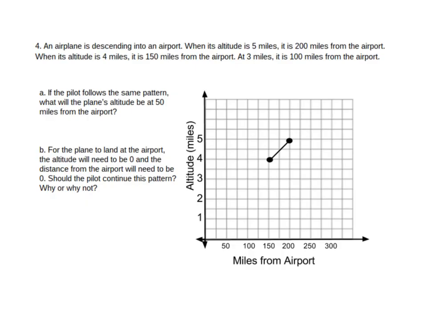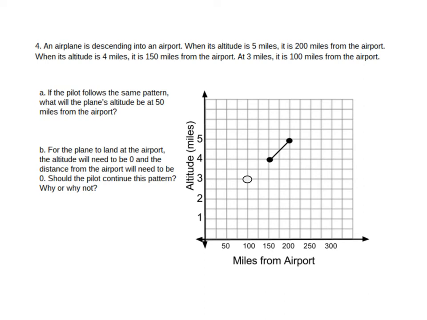An airplane is descending into an airport. When its altitude is at 5 miles, it is 200 miles from the airport. When its altitude is at 4 miles, it is 150 miles from the airport. At 3 miles, it's 100 miles from the airport. So if the pilot follows the same pattern, what will the plane's altitude be at 50 miles from the airport?